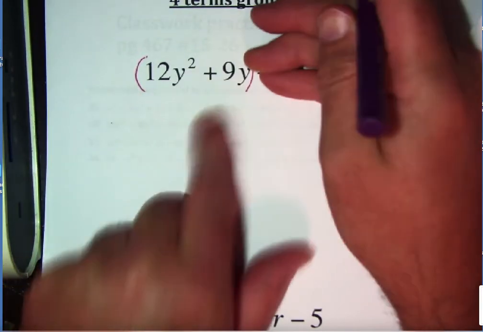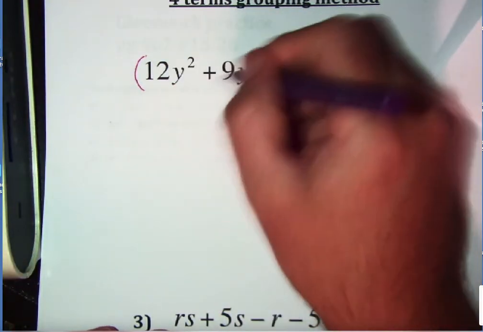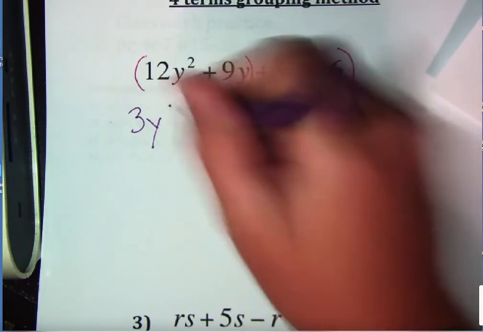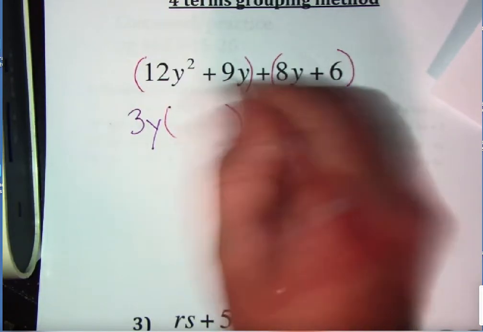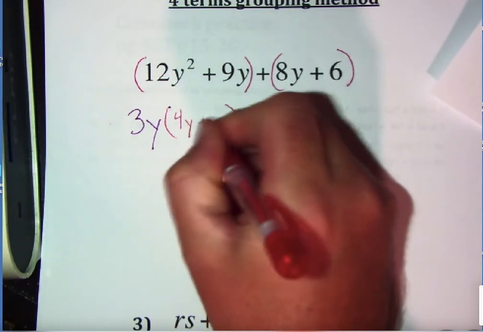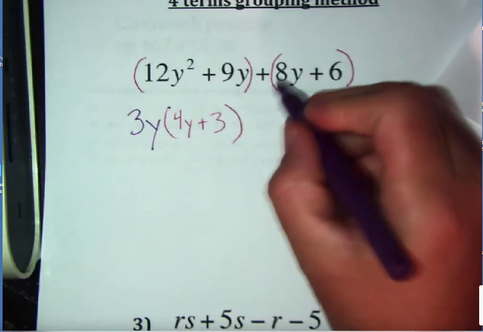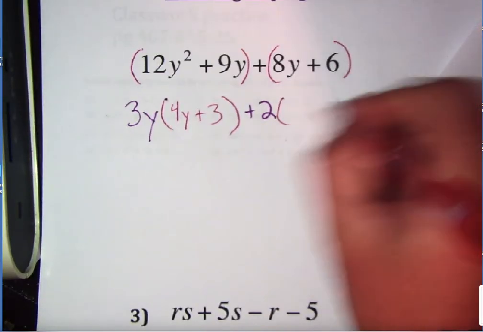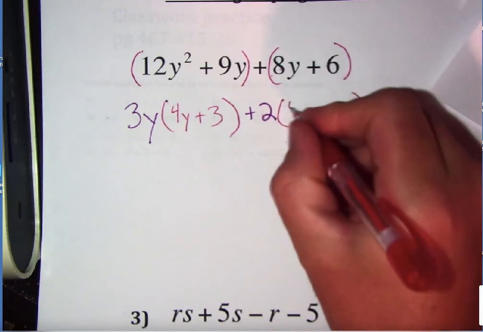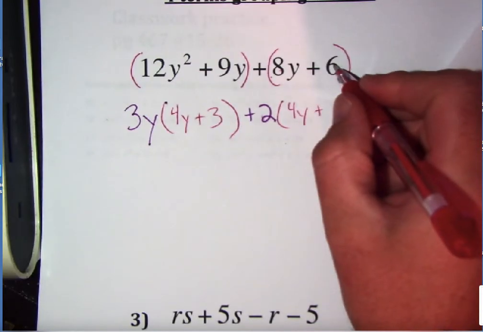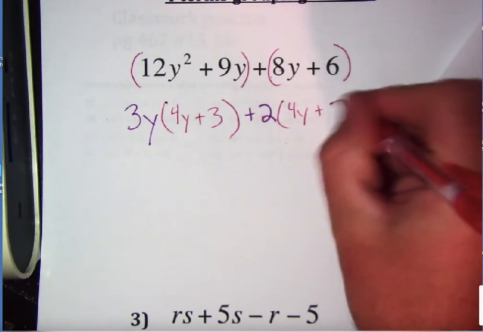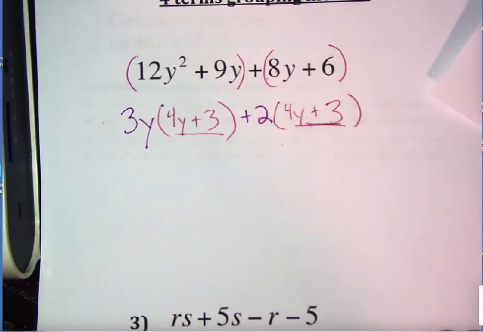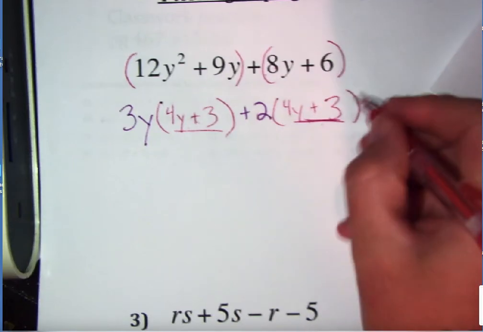So 12y squared and 9y, 12 and 9 have a GCF of 3, and y squared and y have a GCF of y. Okay. We write down what's left, which is 4y plus 3. 8y and 6 have a GCF of 2, and no y's in common. So pulling a factor of 2 from here is 4y, plus pulling a factor of 2 from 6 is 3. Did we do it right? Can this be factored? The answer is yes. We have the same thing in both parentheses.